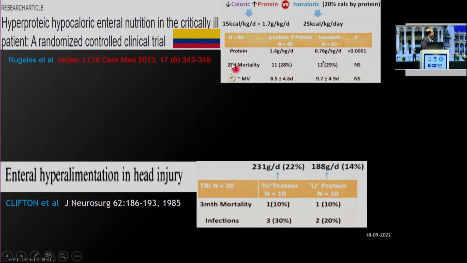Coming to the other trials, Ruge et al. studied a hyperproteinic, hypocaloric diet compared with an isocaloric diet. They gave protein at 1.4 grams per kg per day in the high protein group, whereas in the low protein group it was 0.76. The protein intake difference was significant, but the other two endpoints, mortality and mechanical ventilation, were not significant. Chapple et al. studied the same in head injury patients, taking 20 traumatic brain injury patients, comparing high protein and low protein. Here also the results are negative.